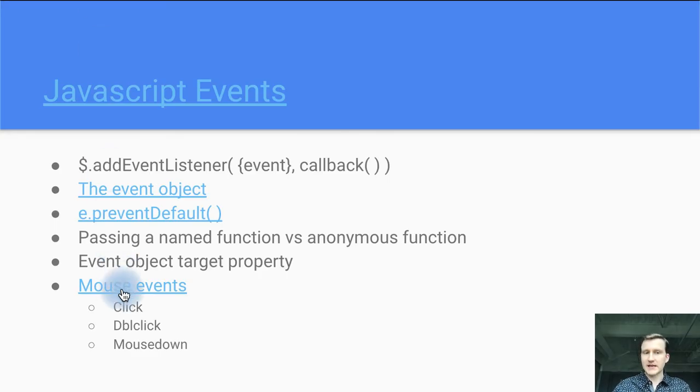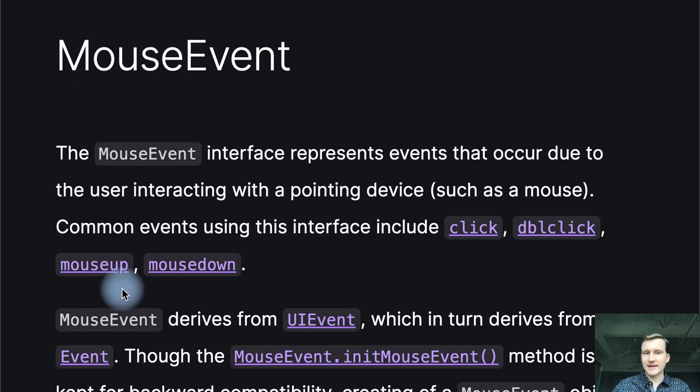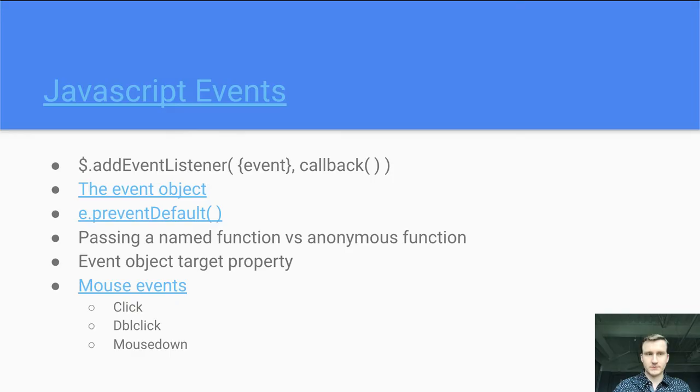So we can pass a named function into our event. We can take a look at a mouse event. The mouse event interface represents an event that occurs due to the user interacting with a pointing device such as a mouse. The events that we have associated with this are click, double click, and mouse down.